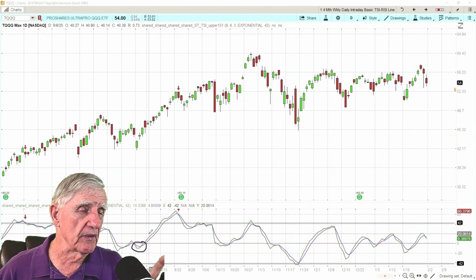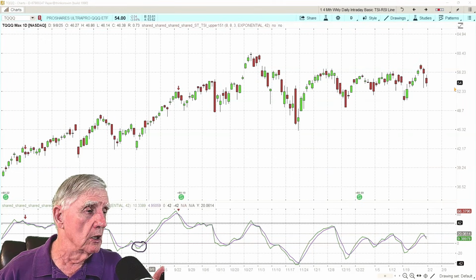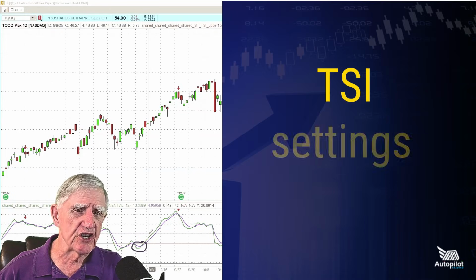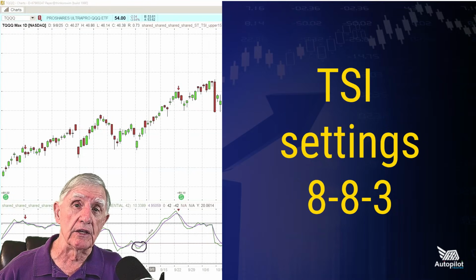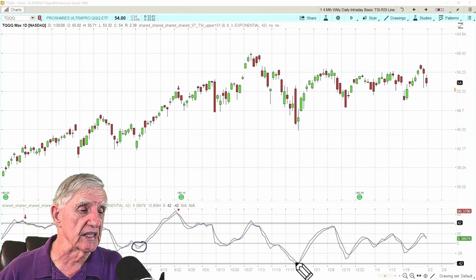A couple of things, as I mentioned: the one that comes with the regular charting software, I changed it. My settings on this are 8, 8, 3. And as you can see, multiple times, the deeper that TSI gets down into the reversal zone that's below the 0 line, oftentimes the stronger the rebound, like we see here.